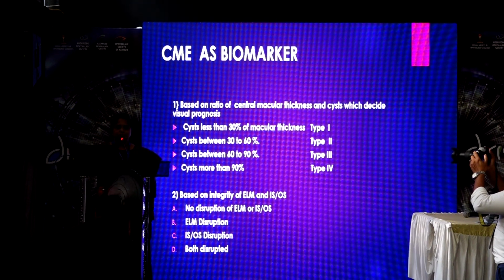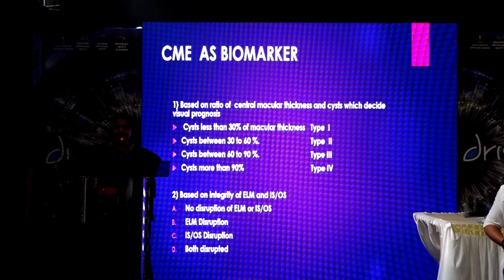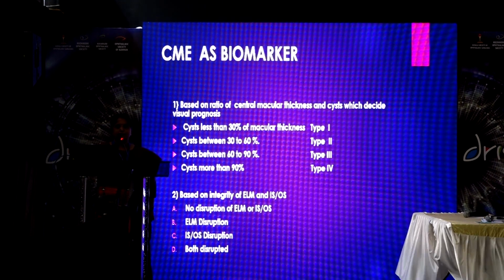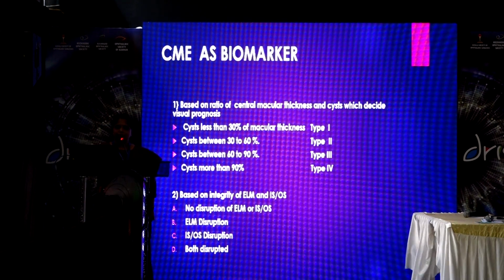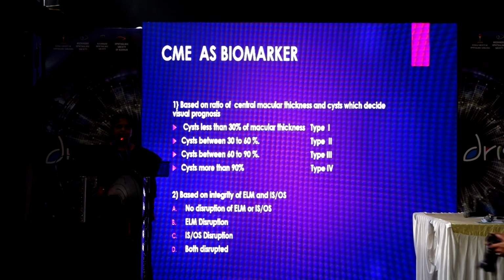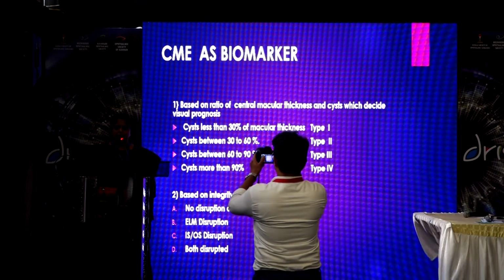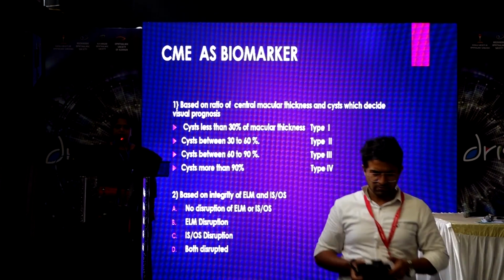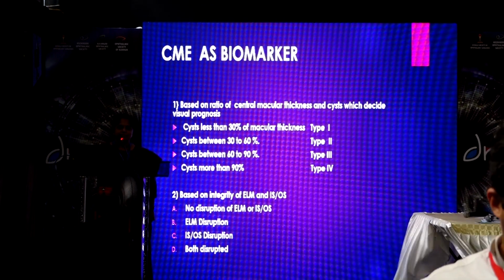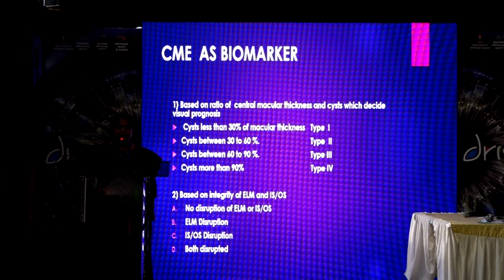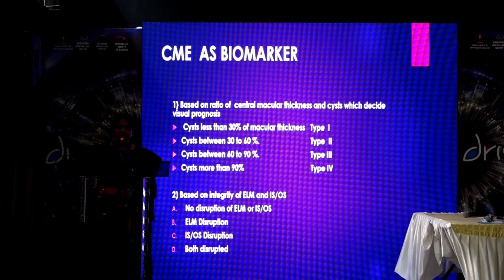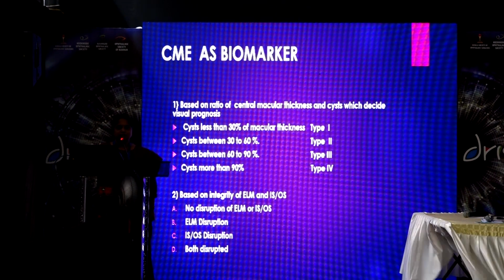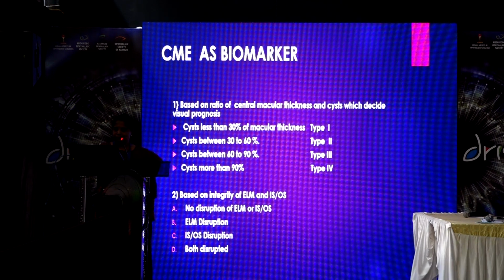And one more classification, based on different studies, is that the ratio of central macular thickness and the cyst indicates the visual prognosis. If the cysts are occupying more than 90% of central macular thickness, that is a poor prognosis. We call it type 4 disease. And along with that, you have to assess the integrity of the outer retinal layers, that is the external limiting membrane and the ellipsoid zone (EZ). If both are disrupted, it is grade D disease. If there is no disruption, it's grade A disease. So all these are based on different studies.